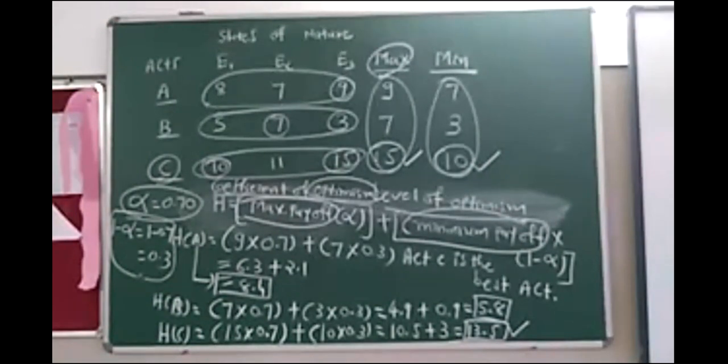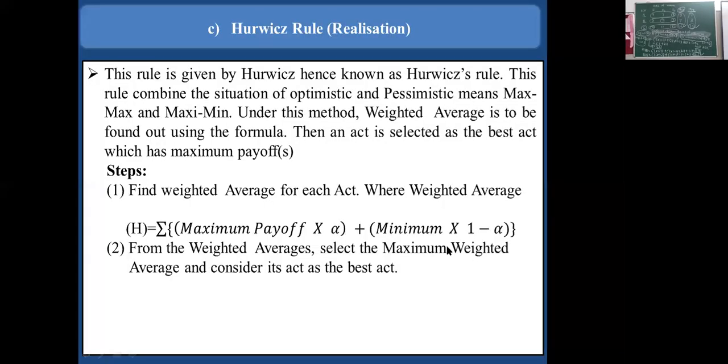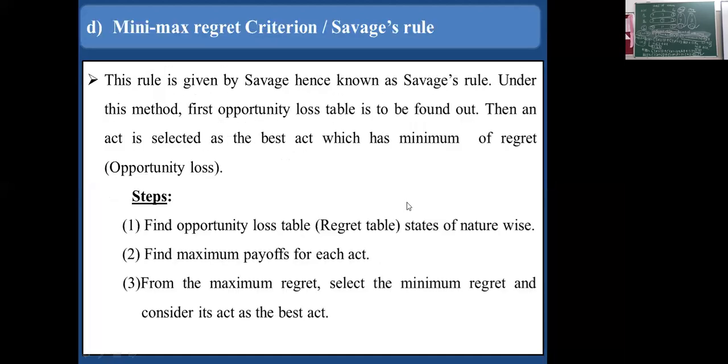Okay, I hope now it is clear to you all, and you have written down all those things. So let us move on to the next method, that is the minimax regret rule or minimax regret criteria, or it is called Savage rule.